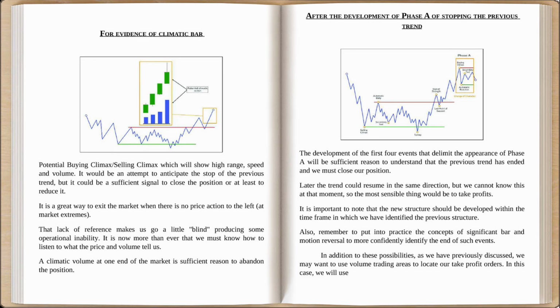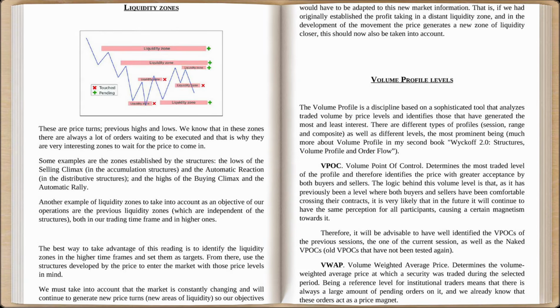In addition to these possibilities, as we have previously discussed, we may want to use volume trading areas to locate our take-profit orders. In this case, we will use liquidity zones. These are price turns, previous highs and lows. We know that in these zones there are always a lot of orders waiting to be executed, and that is why they are very interesting zones to wait for the price to come in. Some examples are the zones established by the structures, the lows of the selling climax in the accumulation structures and the automatic reaction in the distributive structures, and the highs of the buying climax and the automatic rally.